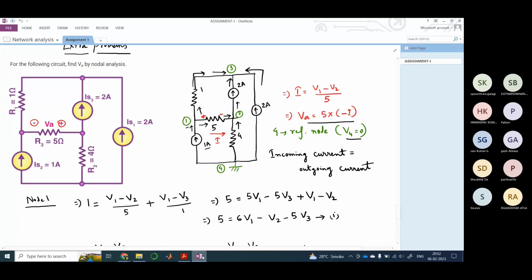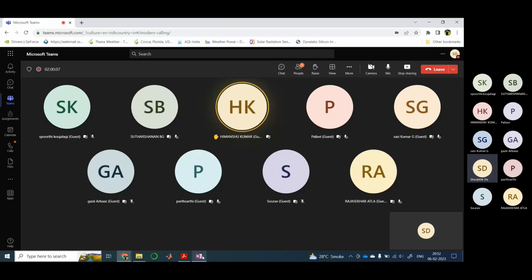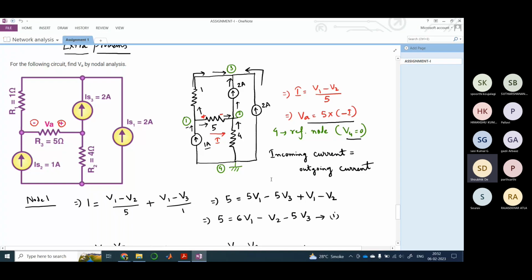Surely you can do that. It is as per your wish. You can try to solve this as quickly as possible. The main motto is that using nodal analysis, you need to arrive at the right answer, whatever you choose.